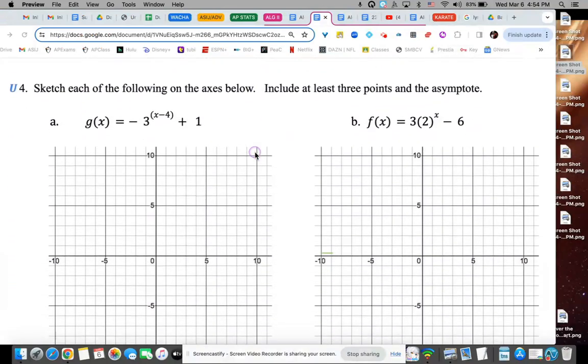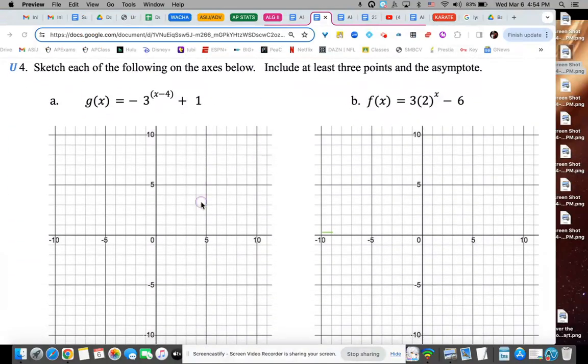Okay, number 4, graphing them out. So let's do it. I like to start with a parent function, just kind of plot out like 3 points maybe. So if we have 3 to the x, I can tell that 3 to the x is kind of my base parent function. So that's what I'm going to start with. And just plot a few points. Well, what if x was 0? Well, 3 to the 0 power is 1. What if x is 1? Well, 3 to the first power is 3. What if x was 2? Well, 3 squared is 9.